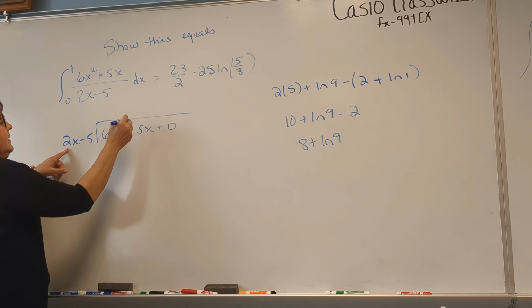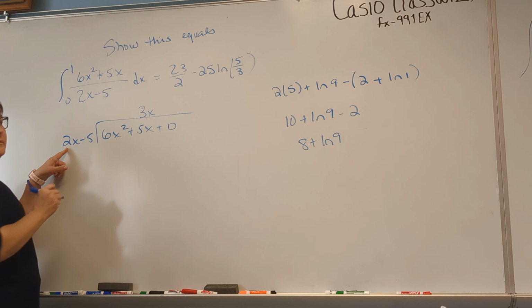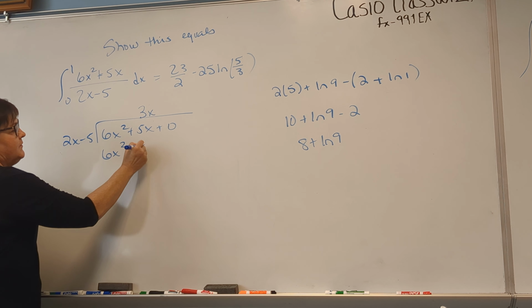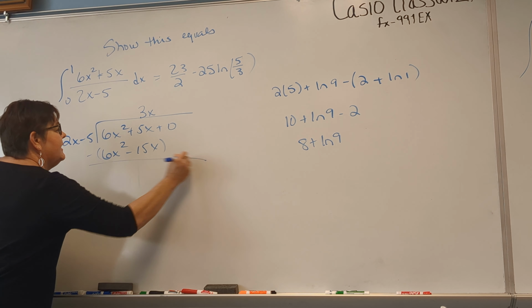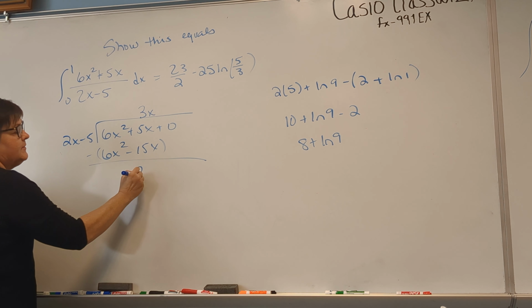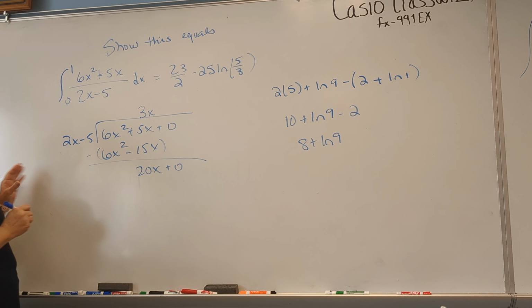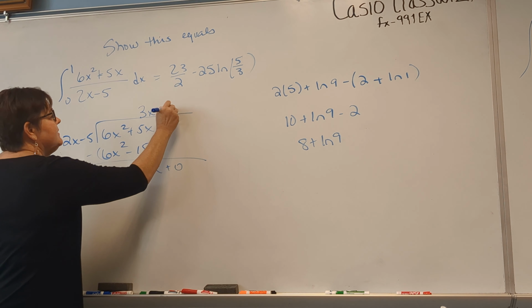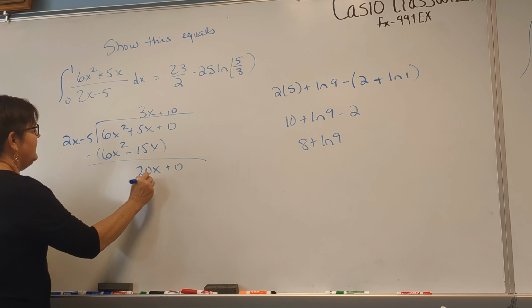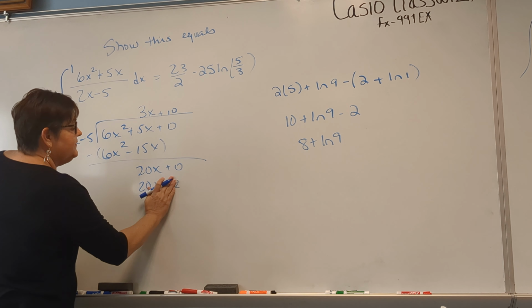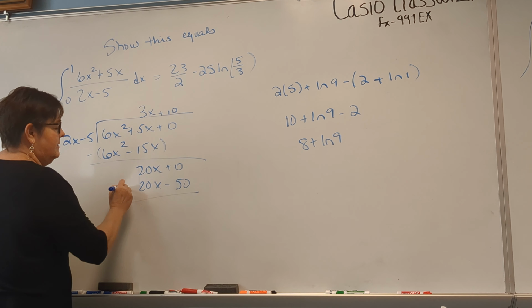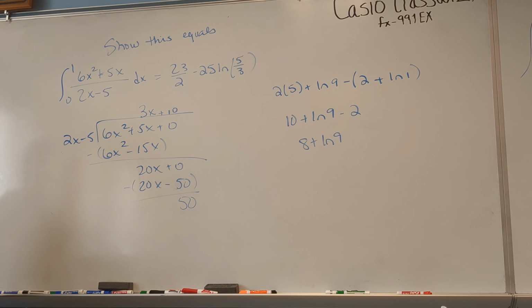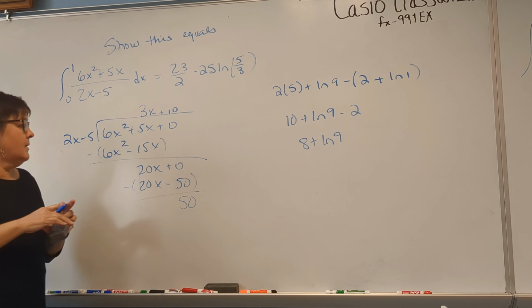Divide it in here. I'm going to get 3x. Feeling good? So that's 6x squared minus 15x. Subtract the whole thing down. That's gone. That becomes a 20x plus 0. Feeling good? 10. That goes in there 10 times. So 20x minus 50. Subtract that down and I get 50. Yes, yes, yes. Okay.